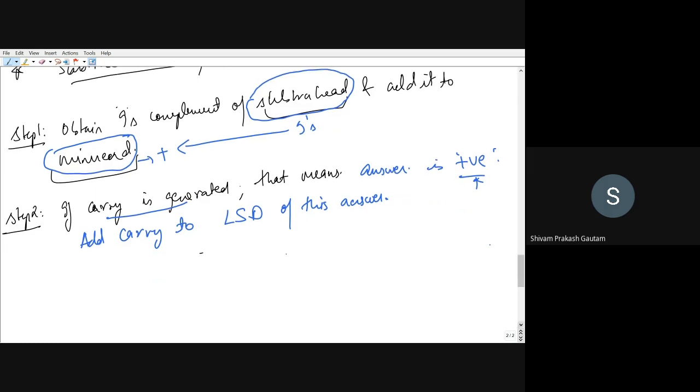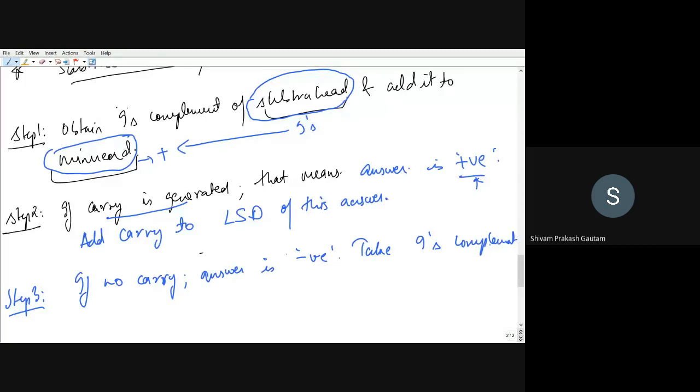Now step 3, the other case. If no carry is generated, then the answer is negative. Take the 9's complement of the answer and add a negative sign to it.